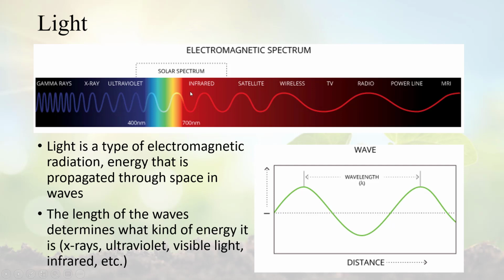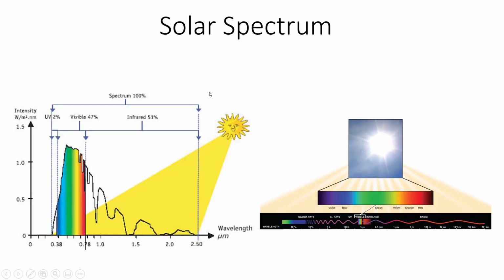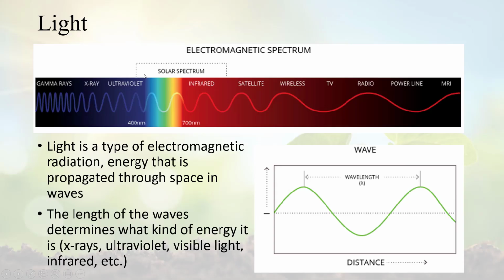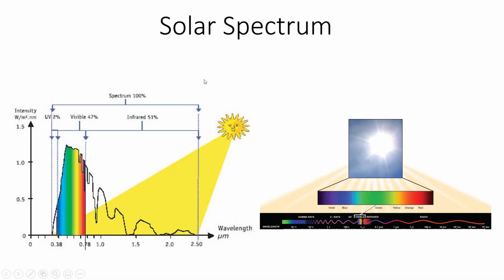Now, if we're looking at the light from the sun, we see that our solar spectrum produces a little bit of UV light, lots of visible light, about 47%, and then lots of infrared light. So we are in this solar spectrum right here. That's what gets produced by the sun.